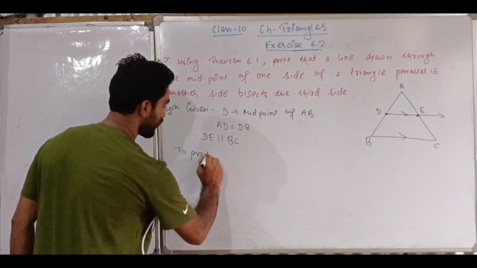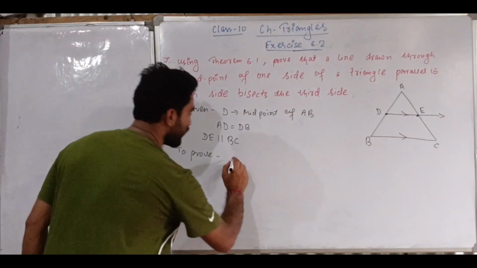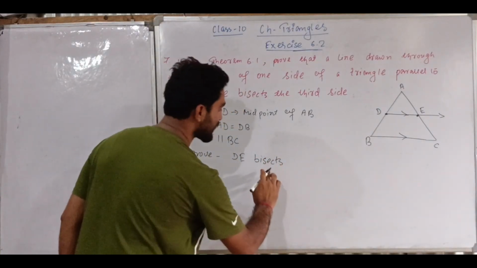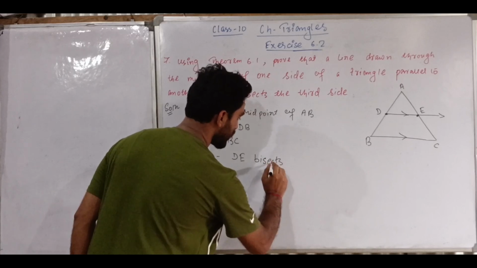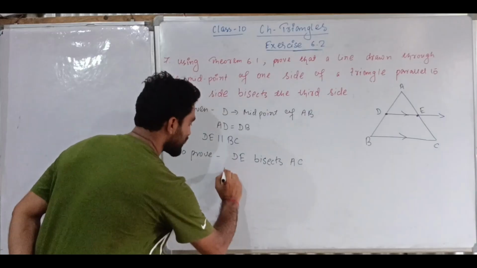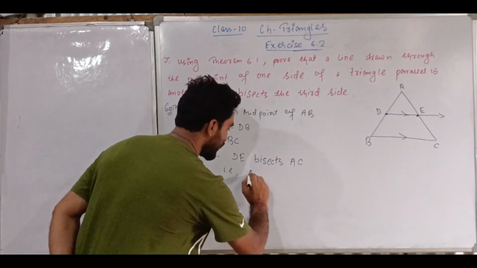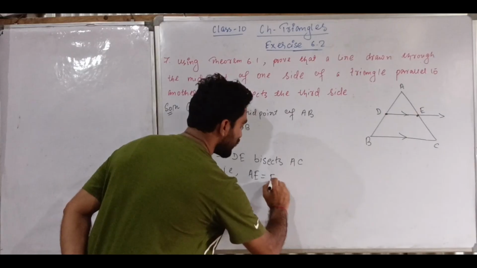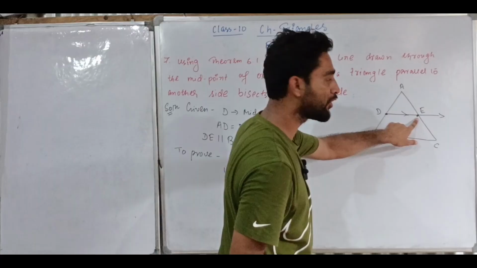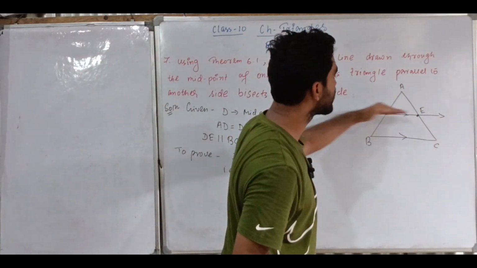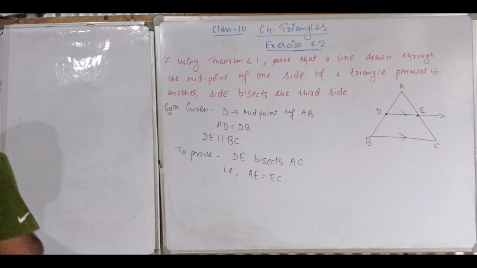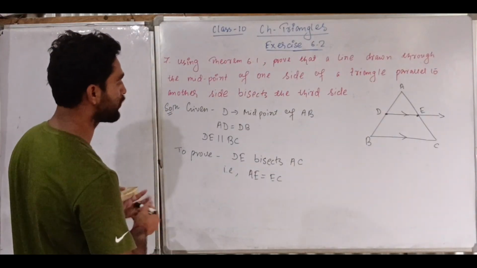To prove, what do we have to prove? We have to prove DE bisects AC. That means we have to prove this AE is equal to EC. So if we can prove this AE is equal to EC, that means E is the midpoint of AC, or we can say this DE is bisecting the AC line. So given, to prove. Next step will be proof.